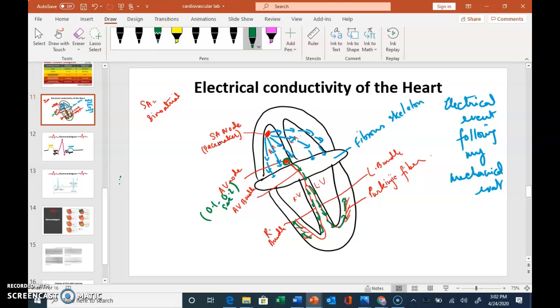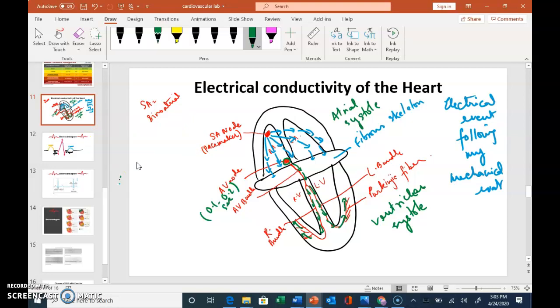This is followed by ventricular systole. So we see that the atria contract first, right? So this is atrial systole. Right after both the atria get depolarized, we will have atrial systole. And then right after both the ventricles get depolarized, we will have ventricular systole. So we have atrial systole followed by ventricular systole. Always, always.